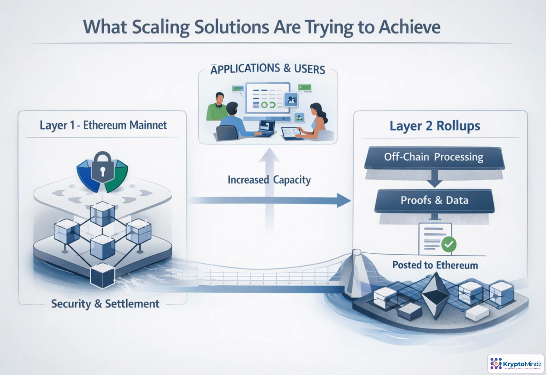That is where Layer 2 systems come in. Scaling is not just about making transactions cheaper. It is about increasing usable capacity without giving up Ethereum's security. Layer 2s move most execution off the main chain, where activity can be processed faster and at lower cost. Then they post data, proofs, or results back to Ethereum, so Ethereum remains the anchor for settlement and security. That basic pattern is what rollups build on.